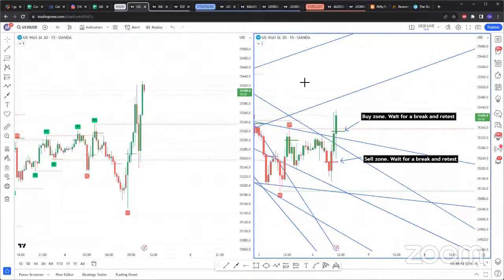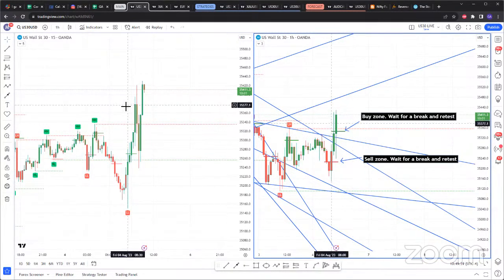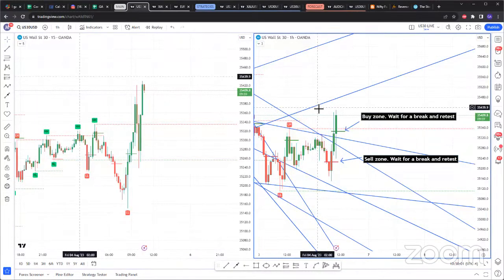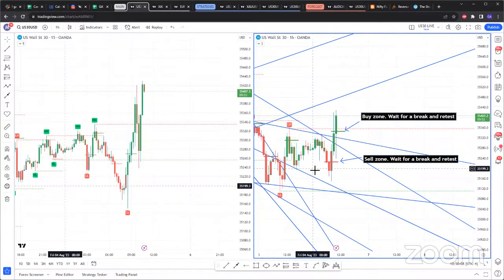For example, if we wait for this hourly candle to close above, it means that we only need to wait for the retest. Is that correct? Yes, and closure above. Like, if for example this hourly candle closed above, and after that I take a buy as soon as the price reaches the retest of the parabolic.